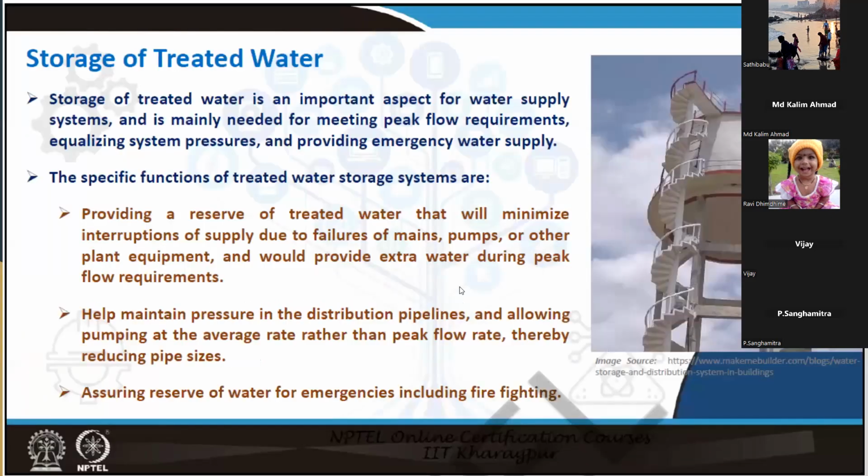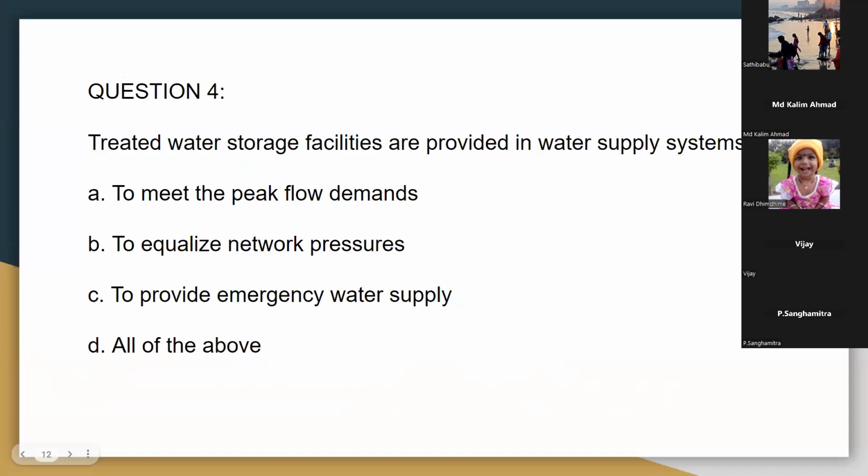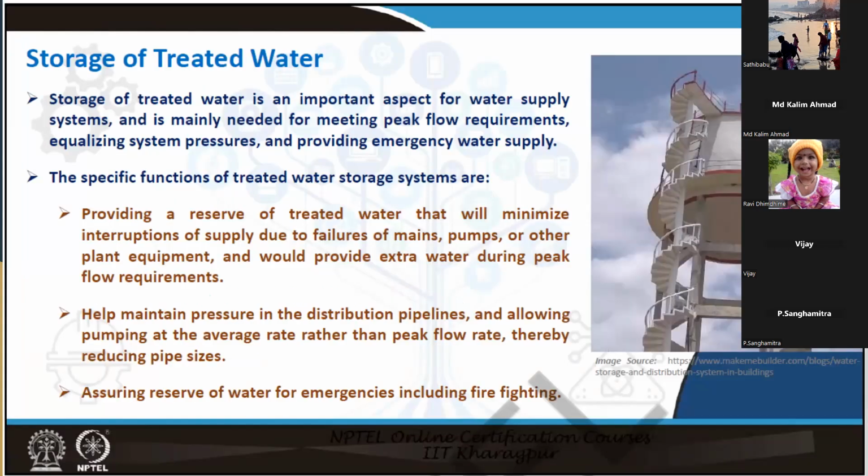So as you can see here, the question is talking about storage facilities for treated water. Now, why are we providing storage facilities for treated water? This is mainly to take care of three aspects. One is to provide water at the required pressure so that water can be regularly provided with a good value of pressure.